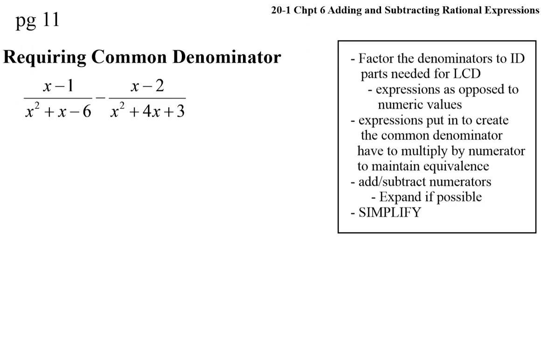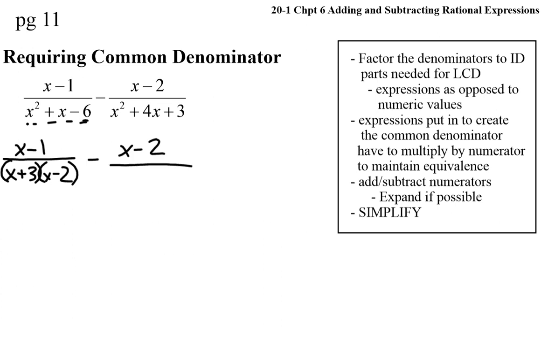First things first, factor the denominators. Simple trinomial here. So we're going to have x minus 1 over x plus 3 times x minus 2, because 3 and negative 2 multiply to negative 6, and 3 plus negative 2 is 1. Subtract, we have the x minus 2 over another simple trinomial. What multiplies to 3 but adds to 4? 3 and 1. X plus 3 times x plus 1.